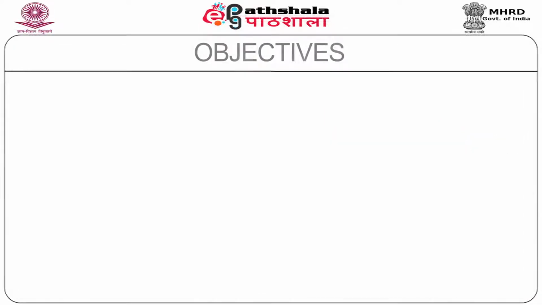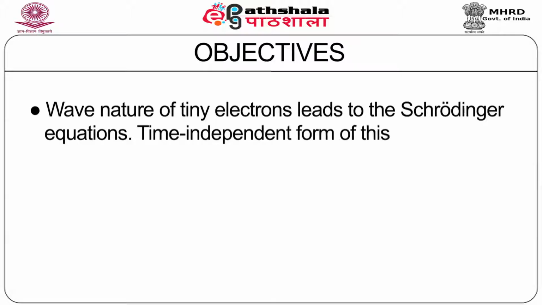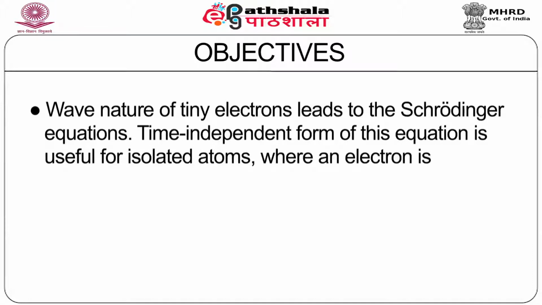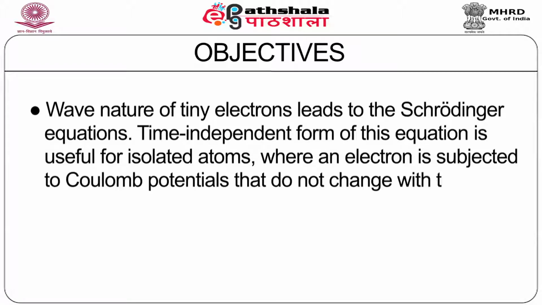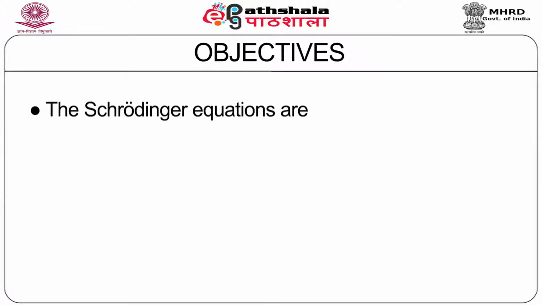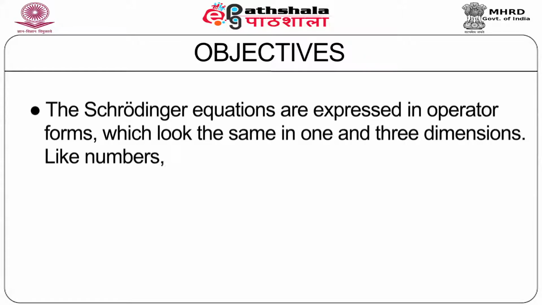The objectives are the following. One, the wave nature of tiny electrons leads to Schrodinger equations. Now the Schrodinger equations have both time-dependent and time-independent forms. The time-independent form of this equation is useful for isolated atoms where an electron is subjected to Coulomb potentials that do not change with time. And number two, the Schrodinger equations are expressed in operator forms which look quite the same in 1 and 3 dimensions.